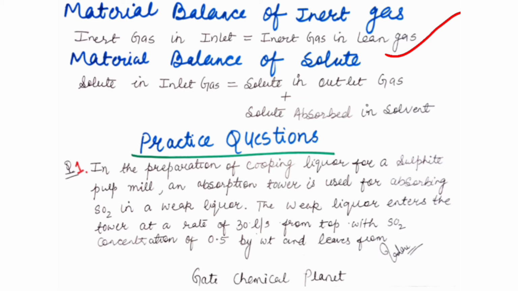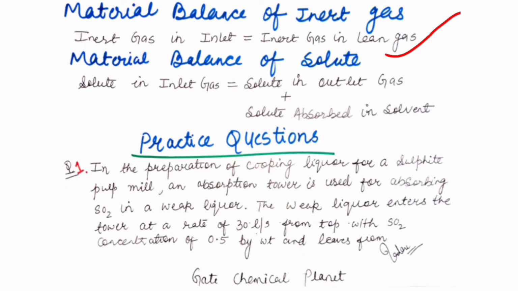Now we will apply the material balance of solute. The solute present in the inlet gas will be equal to the solute in the outlet gas, which means in the lean gas, plus the solute absorbed in the solvent. In this way we will apply the material balance for inert gas and also for the solute. On the basis of this concept I explained here, we will solve some practice questions.